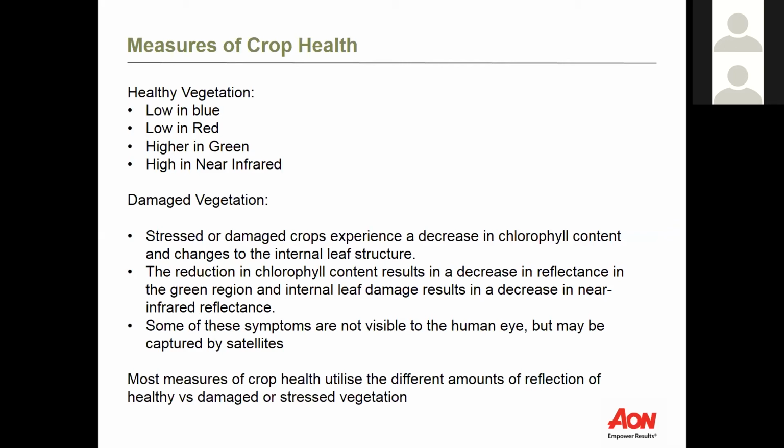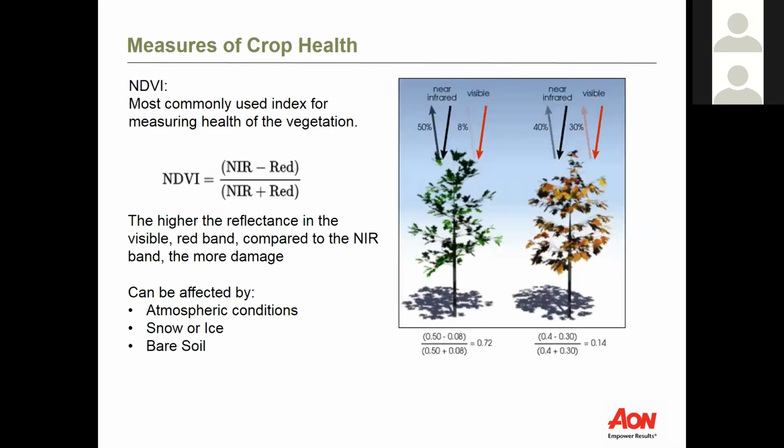So basically what you're looking at is the different amounts of reflection in healthy versus damaged or stressed vegetation. We know what it should be with a healthy plant, and if the levels of reflection are lower, that's an indication that the plant is stressed. Another good thing is that some of this is quite hard to see with the human eye, because it's something within the chlorophyll content of the leaf, which is not necessarily easy to see. So again, the satellites can measure things that humans can't see, which is useful.